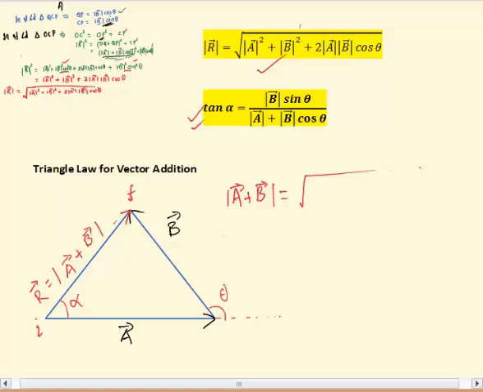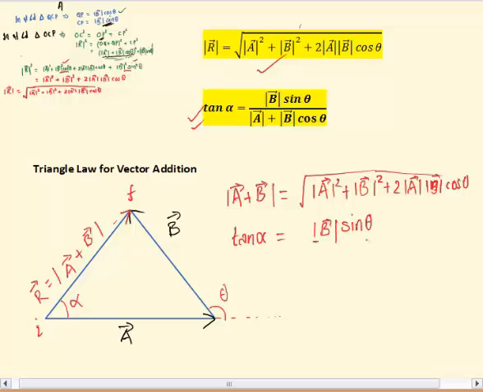Modulus of A plus B is the same as the modulus of A squared plus modulus of B squared plus 2 into modulus of A, modulus of B, cos theta, everything under square root. And for angle alpha, tan alpha is given by, we have already derived this formula, so we need not go into the derivation again. The formula is tan alpha equals modulus of B sin theta divided by modulus of A plus modulus of B cos theta.